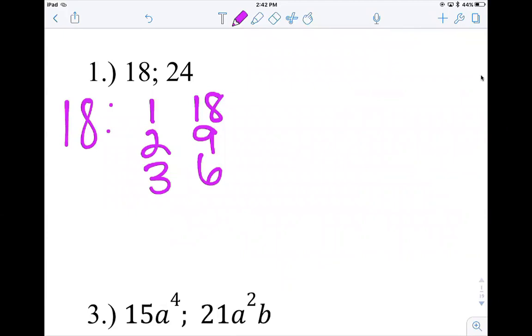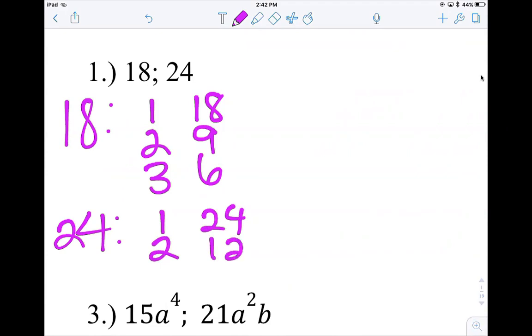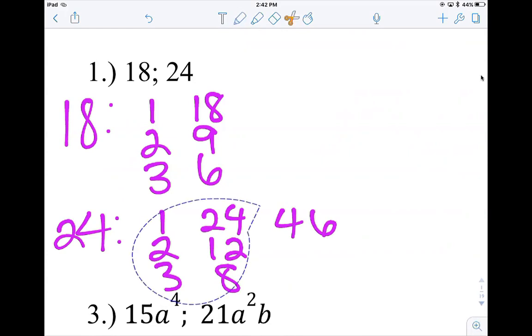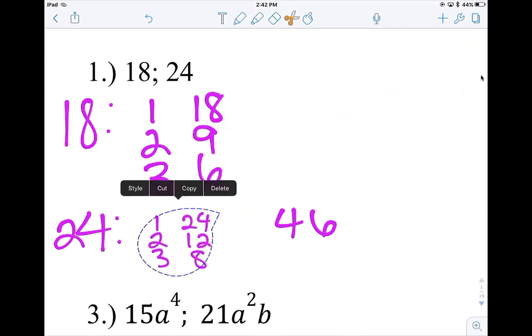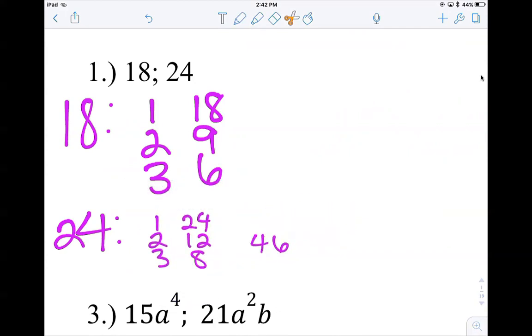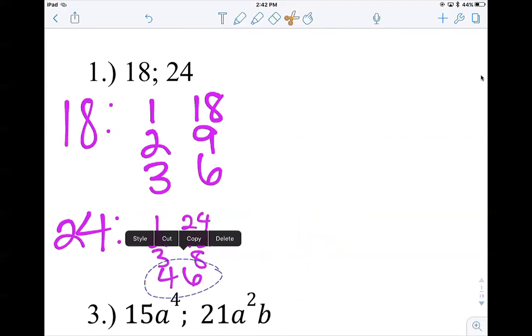Now I'm also going to look at my numbers for 24. I'm going to start with 1 and 24, 2 and 12, 3 and 8, 4 and 6. 5 does not work, and then we're back at 6, and that's about it. I'm just going to make this a little smaller so I can make this one fit. We're making a list of what multiplies to give us those numbers.